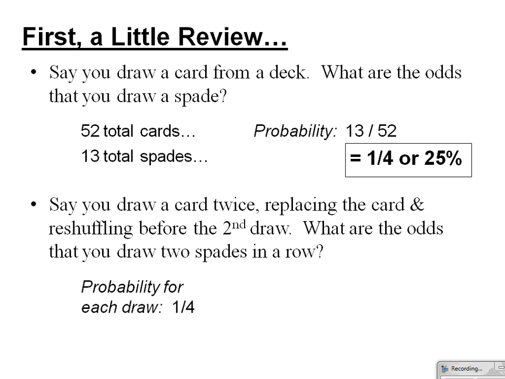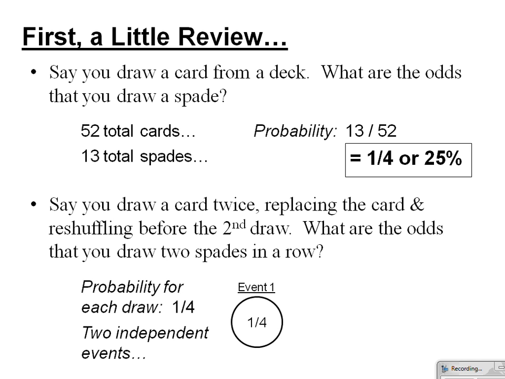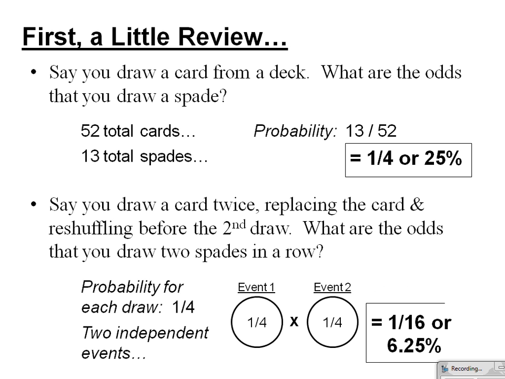But now we have a sequence of 2 independent events for which we have to calculate the probability of each event. If we have 2 events occurring one after each other, the odds of drawing a spade in each event are 1/4. So to calculate the odds for a set of multiple independent events, we just find the product of the individual odds for each event. So 1/4 times 1/4 equals 1/16, or 6.25%.